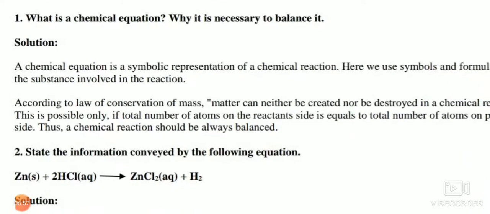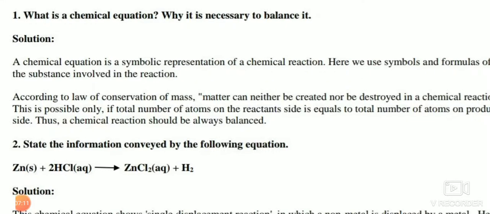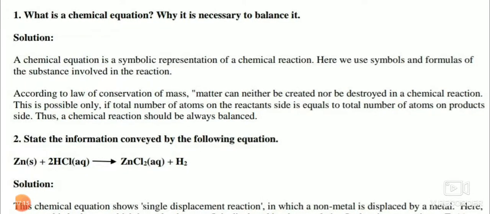Now our next question: what is a chemical equation? Why is it necessary to balance it? Now a chemical equation is a symbolic representation of a chemical reaction. Here we use symbols and formulas of the substances involved in the reaction. Just to revise again, a chemical reaction has two parts. One is the reactant, which is written on the left hand side, and the other one is the product, which is written on the right hand side.